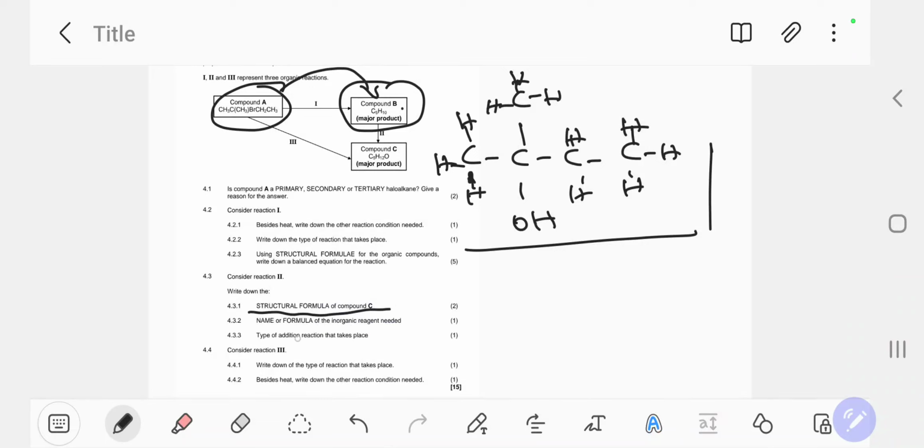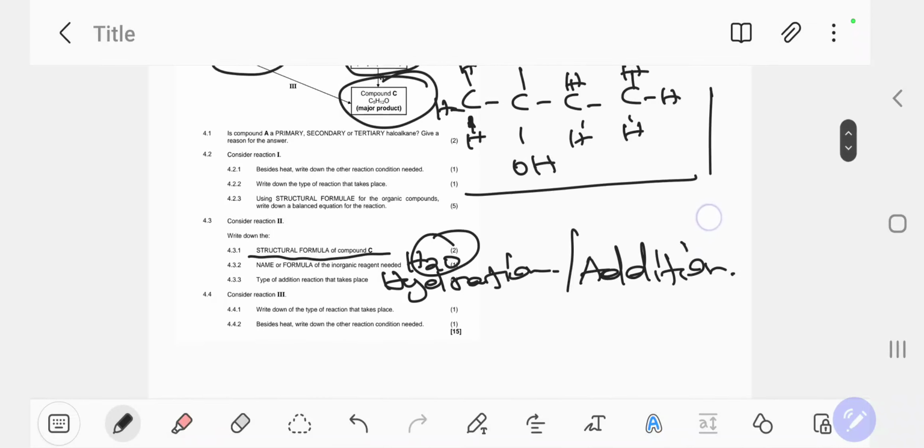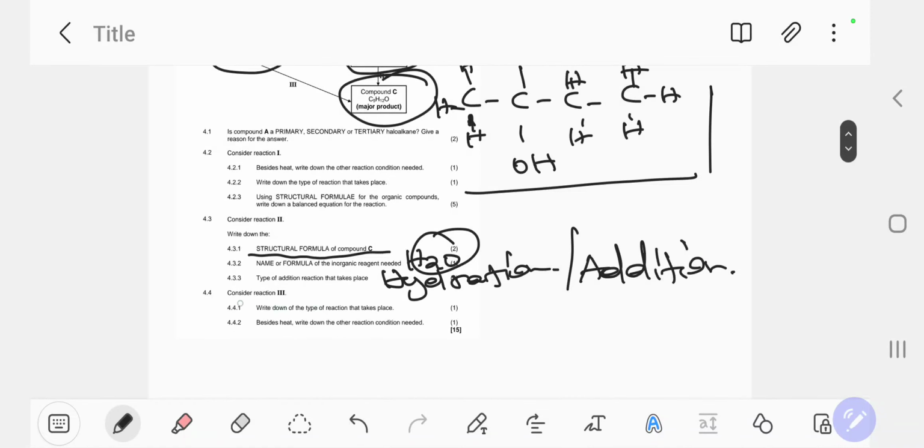Let's look at 4.3.2. Name or formula of the inorganic reagent needed. The inorganic reagent that is needed is going to be water. Remember, for you to hydrate and also produce an alcohol, you need water there. The type of addition reaction that takes place is going to be your hydration. Someone can say no, it is an addition reaction. They are still correct. It's an addition reaction.